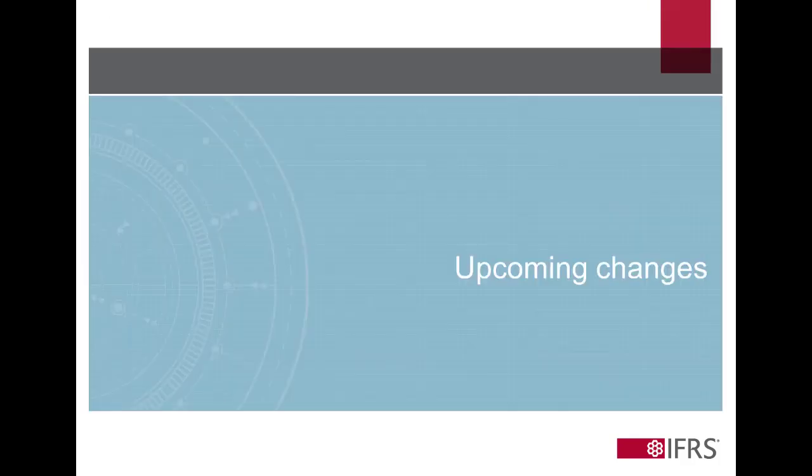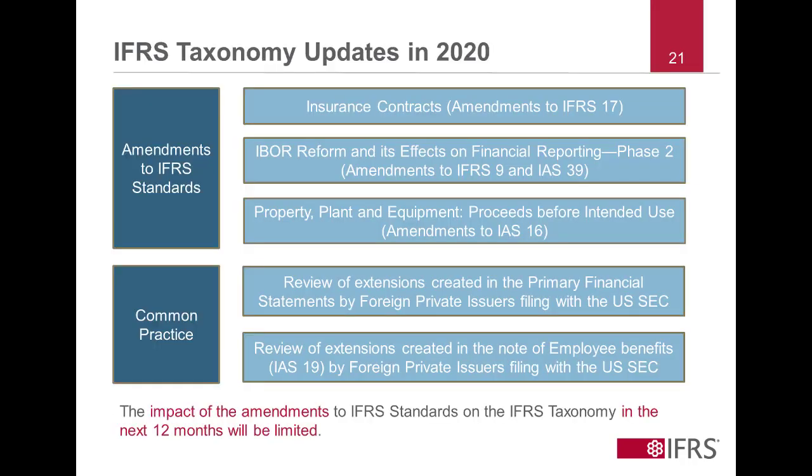Thanks, Vivek. Next, we will update you on some upcoming updates to the IFRS taxonomy. On this slide, we describe some amendments to the IFRS standards that would require updates in the IFRS taxonomy. However, we think that these amendments to the IFRS standards would have limited impact on the IFRS taxonomy. The taxonomy team have been reviewing extensions created in the note of employee benefits as per IAS 19 and the primary financial statements filed with the US SEC by the foreign private issuers to identify new common practice elements that should be added to the taxonomy.